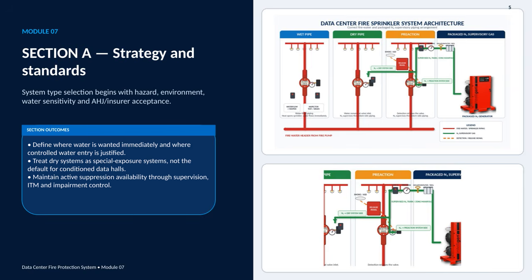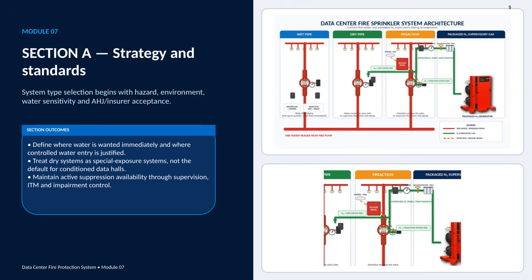First, we'll define where water is needed immediately, and where controlled water entry may be justified. Second, we'll treat dry systems as special exposure systems, rather than assuming they are the default choice for condition data halls. That distinction is important because system type should reflect the actual exposure and operating environment.